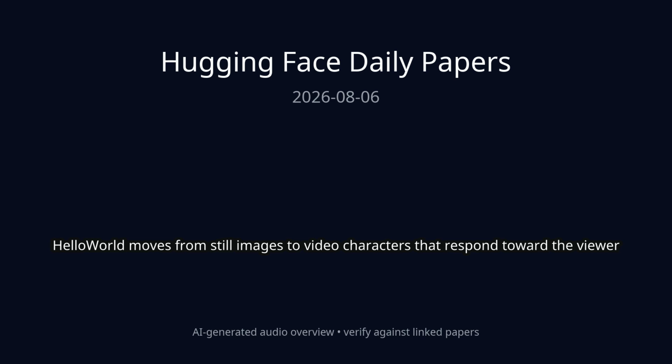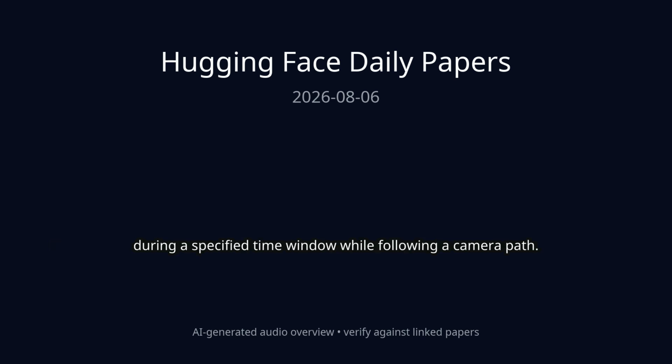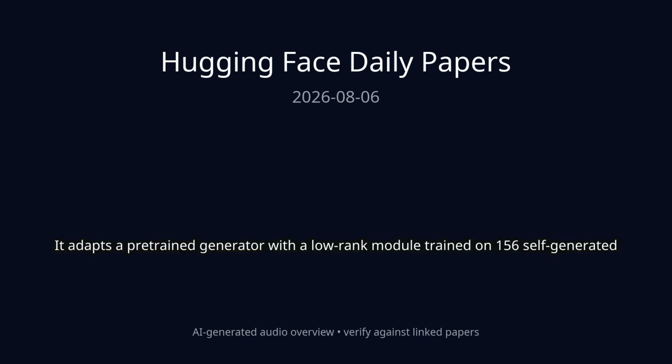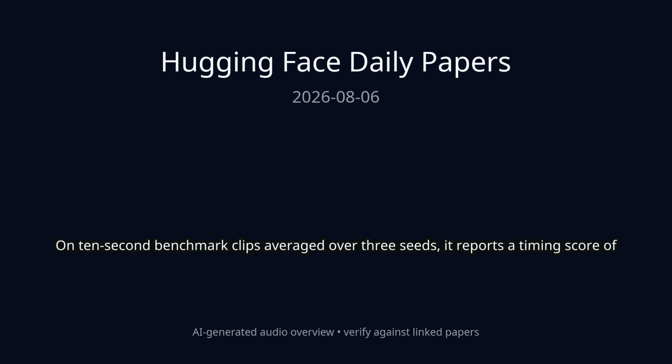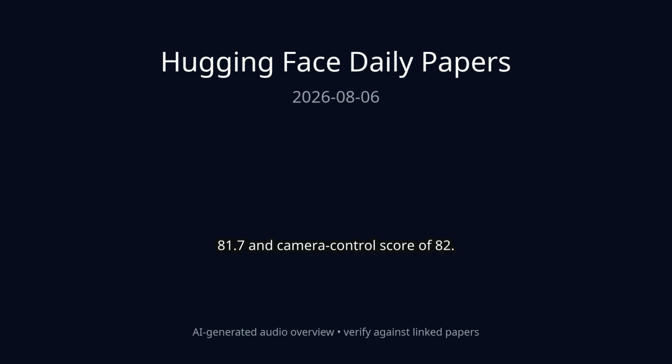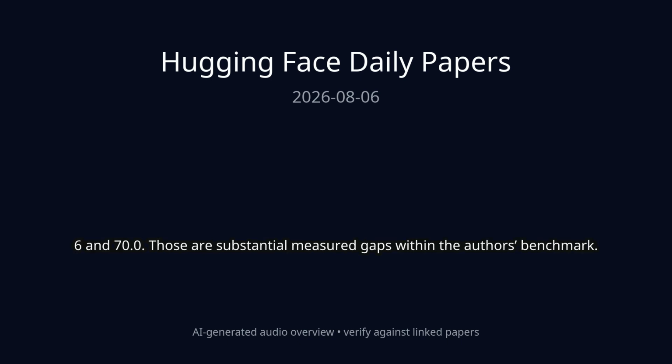Hello World moves from still images to video characters that respond toward the viewer during a specified time window while following a camera path. It adapts a pre-trained generator with a low-rank module trained on 156 self-generated interaction clips, then uses temporal attention masking at inference. On 10-second benchmark clips averaged over 3 seeds, it reports a timing score of 81.7 and camera control score of 82.9. The strongest baseline values reported for those measures are 52.6 and 70.0. Those are substantial measured gaps within the author's benchmark.